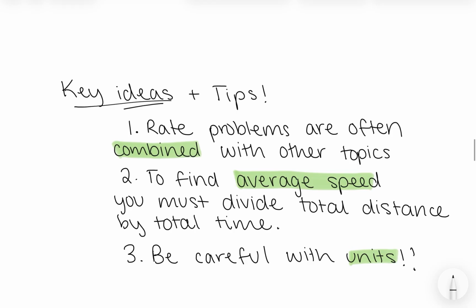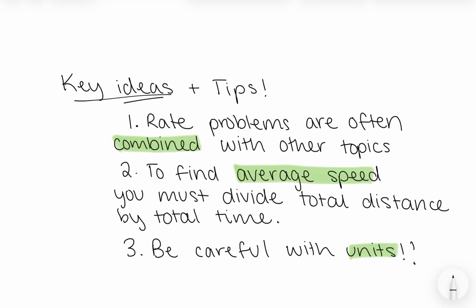Next, some problems may ask you to find the average speed. A common mistake is something that a lot of people do, and it's to assume that you just have to take the average of all the speeds. But the average speed is not always the average of all the speeds. The average speed should always be calculated as total distance over total time.